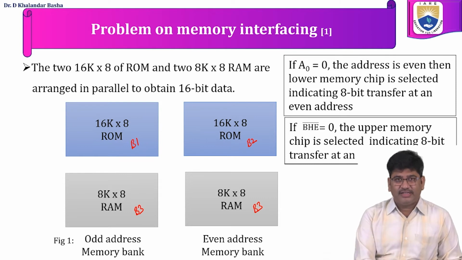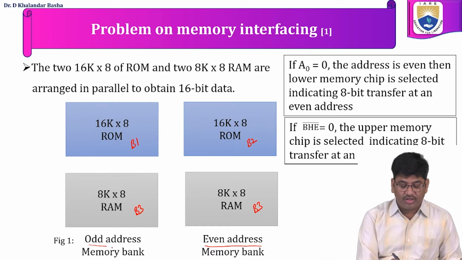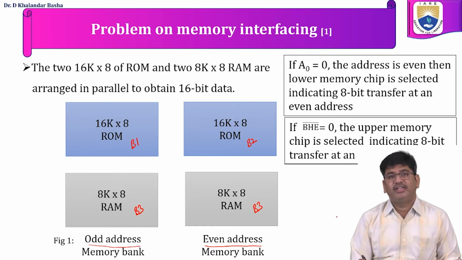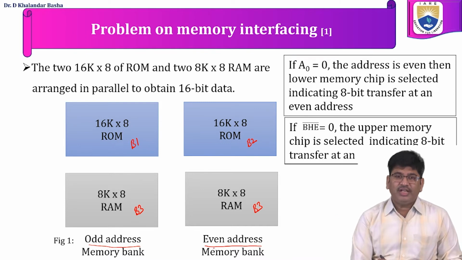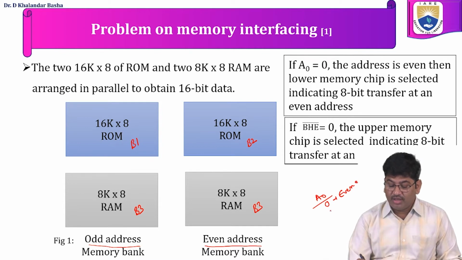On the right hand side, whatever memory blocks are there, we are going to take as the even address memory bank. On the left hand side, whatever memory chips we have placed are for the odd address memory blocks. To differentiate whether the address provided is even or odd, we use A0, the LSB bit. If it is equivalent to 0, it indicates an even address. If it is 1, it is an odd address.